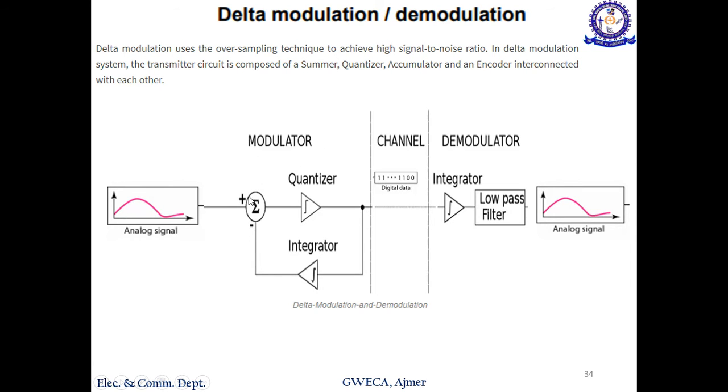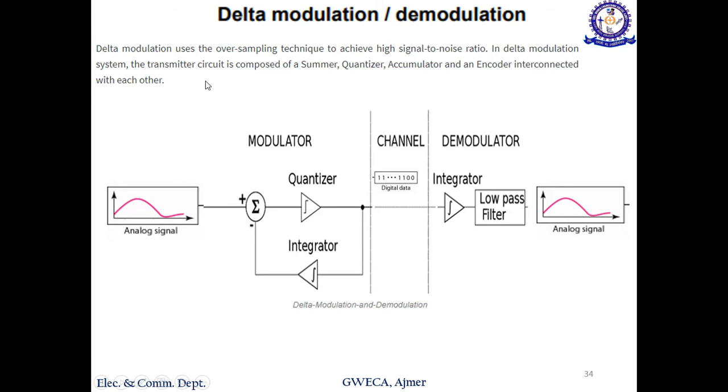The analog signal is fed into a summer, which is followed by the quantizer and integrator. An integrator is a device that integrates the input to the output. For example, if we give a square wave to the integrator, the output is a triangular wave, because the square wave stays at a constant value, either 0 or 1. Delta modulation uses the oversampling technique to achieve a high signal to noise ratio.